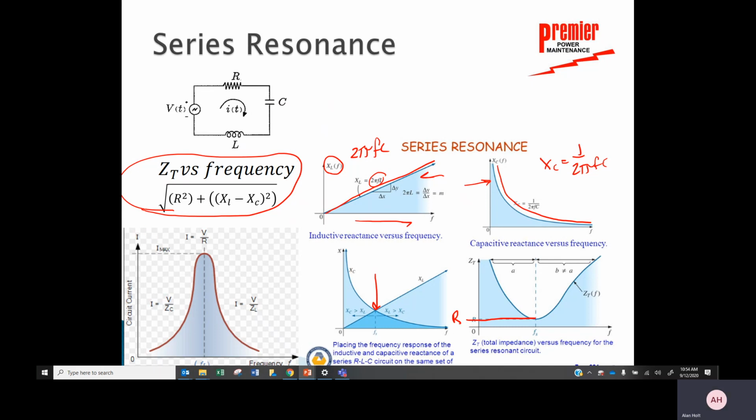So if I look at the current in this circuit as the frequency changes, the minimum impedance would be at resonance. So here we go, the current would look like this. At resonant frequency, the current would be maximum because the impedance is minimum. So that would be the series resonance circuit.